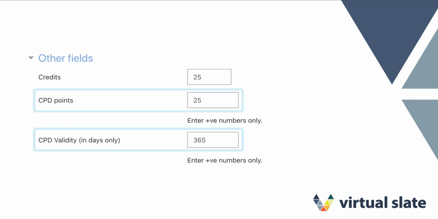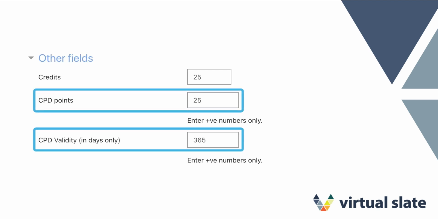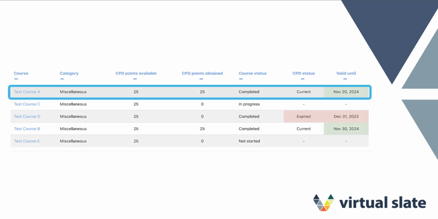When editing the course settings, a teacher can define these field values. For example, if we assign 25 CPD points to a specific course with a validity period of 365 days, then if a user completes a course on November 21st, 2023, their CPD points will be valid until November 20th, 2024. This will be indicated with a current CPD status and a valid until date of November 20th, 2024.